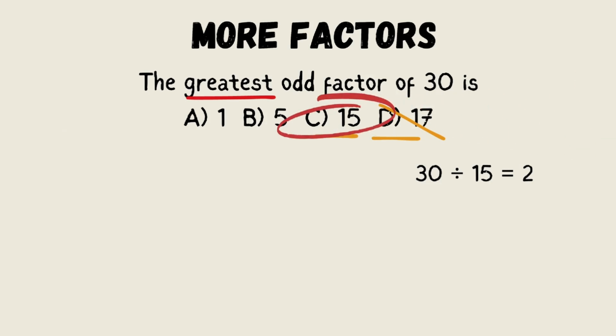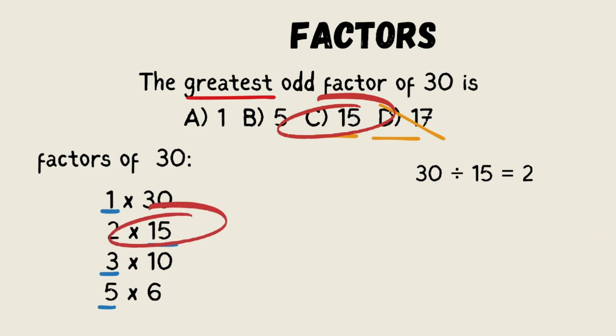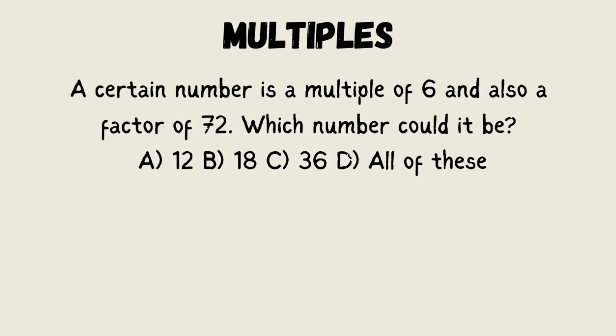But let's say we didn't have the answer choices. How would we get the answer? We can list the factors of 30. So 1 times 30, 2 times 15, 3 times 10, and 5 times 6, and that's it. So our odd factors are 1, 15, 3, and 5, and the greatest of these is 15, and that's our answer. Okay, let's do one last problem together.